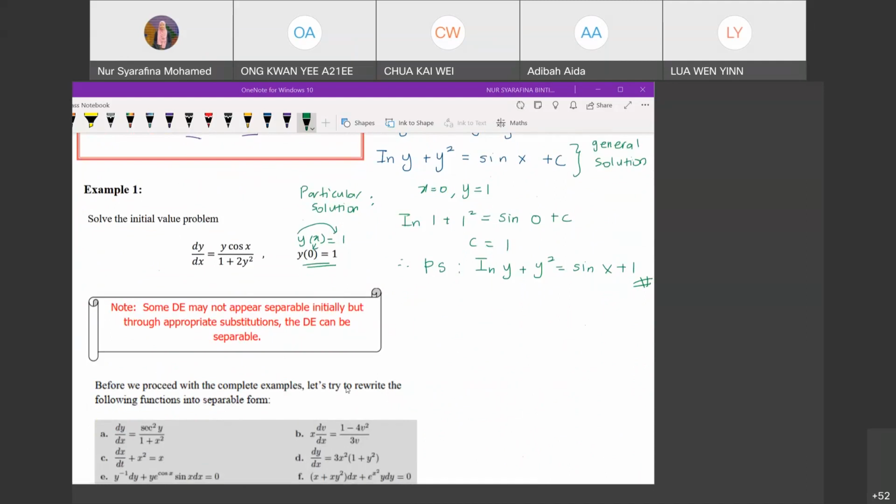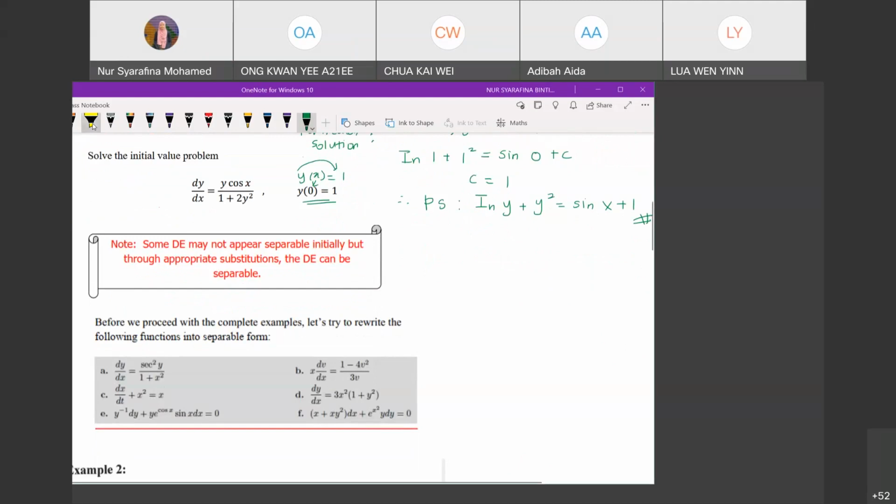Right, so before we proceed, let's try to rewrite the following functions into separable function. Okay, let's try A, B, C, and D. Okay, anyone want to volunteer? Just separate the function so that we can see whether this function can be separated directly or not. Okay, anyone?